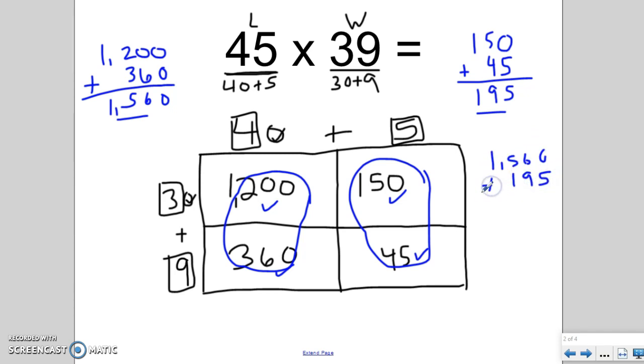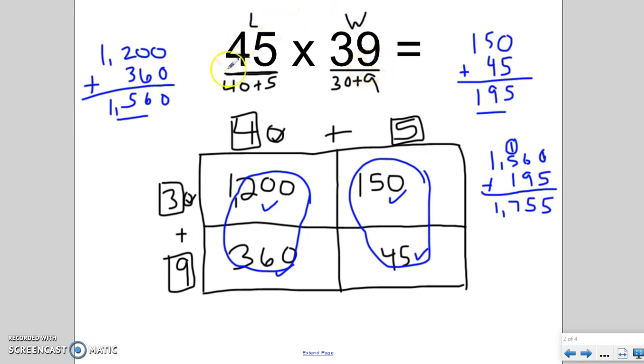And then I want to show you a really awesome idea here. Hold on. 0 plus 5 is 5. 6 plus 9 is 15. Carry the 1. 1 plus 5 is 6, plus 1 is 7. And we got a 1. So we get 1,755.